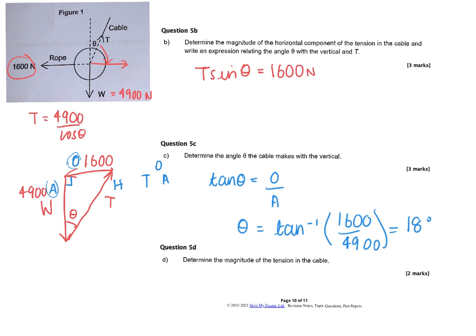And finally, determining the magnitude. Hopefully we know how to do this by now, it's just Pythagoras theorem. So to get our magnitude, we're going to do the square root of both those sides squared and added together, and you should get an answer, 5,200 newtons.